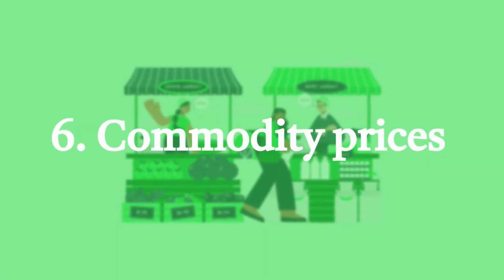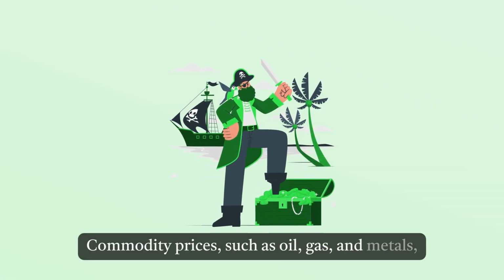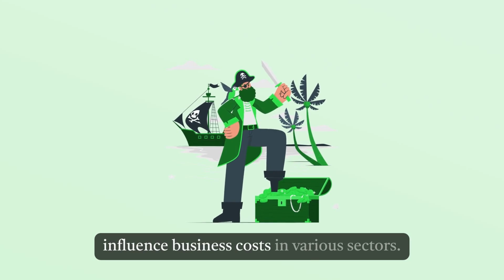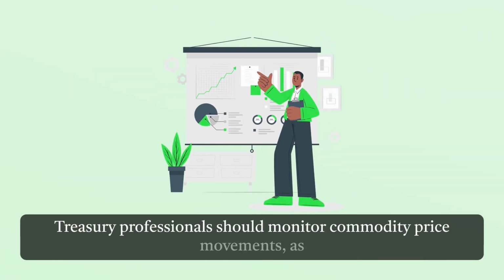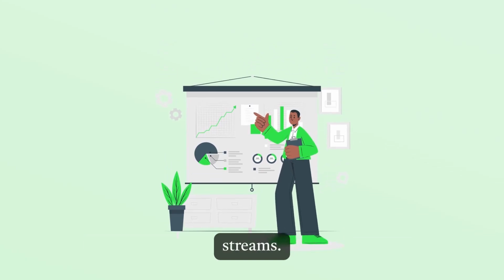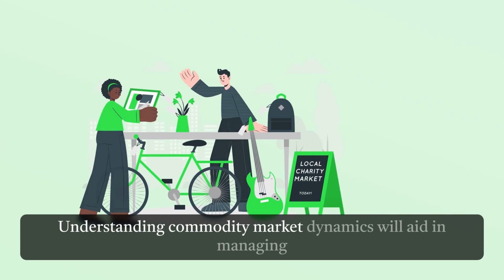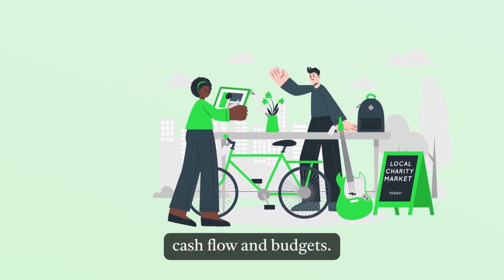6. Commodity prices. Commodity prices, such as oil, gas, and metals, influence business costs in various sectors. Treasury professionals should monitor commodity price movements, as they can impact both input costs and revenue streams. Understanding commodity market dynamics will aid in managing cash flow and budgets.